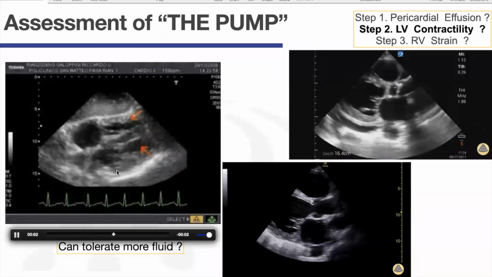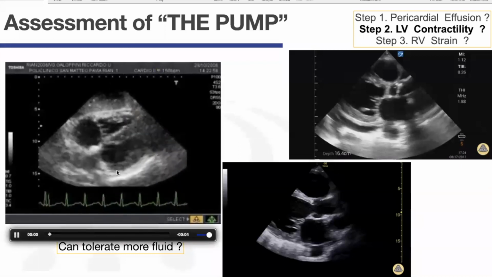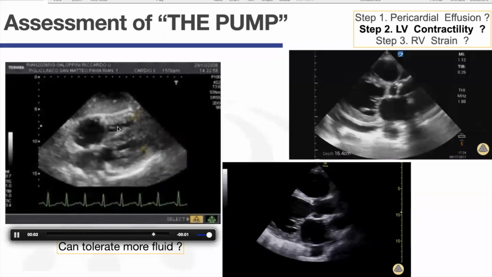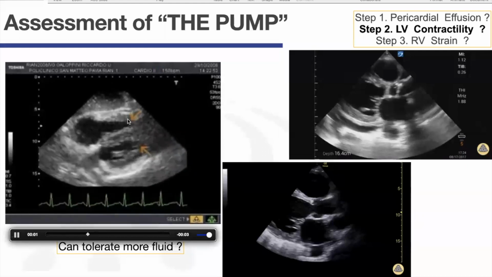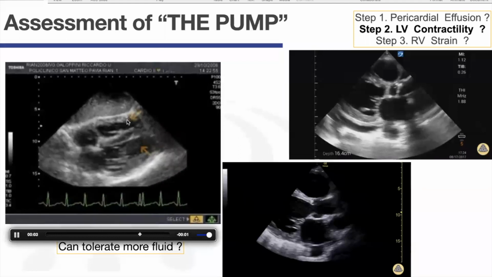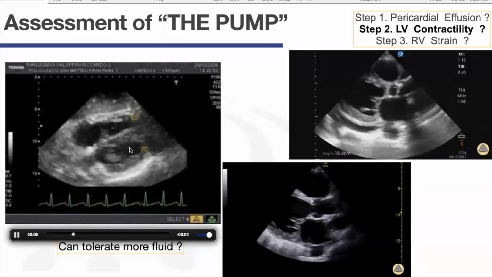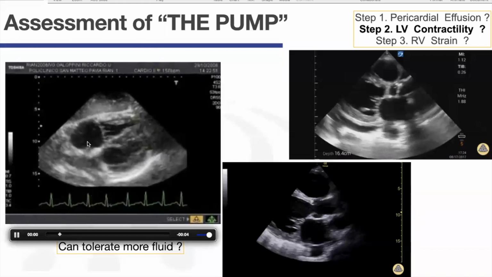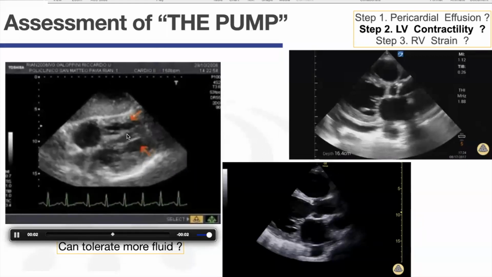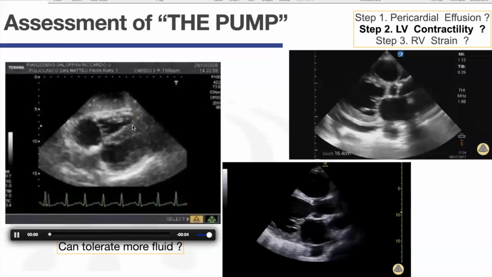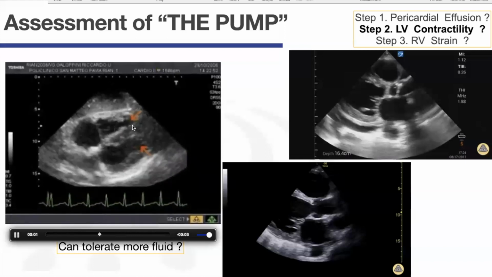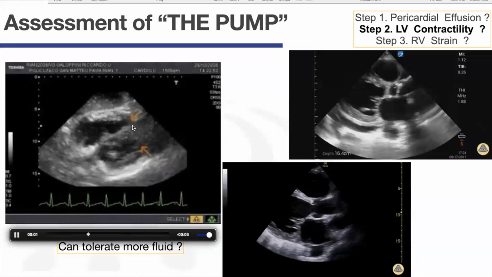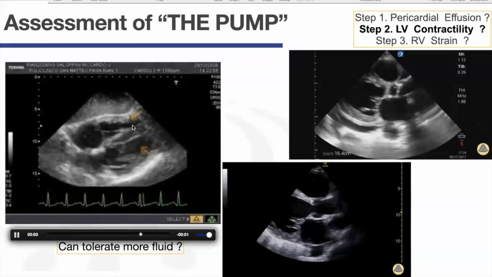This is a video showing the assessment of the pump in the subxiphoid view. You can see that's the liver. And that's the left ventricle, and that's the right ventricle, left atrium and right atrium. You can see the contractility of the heart is very hyperkinetic, as if there's no difference between diastole and systole.